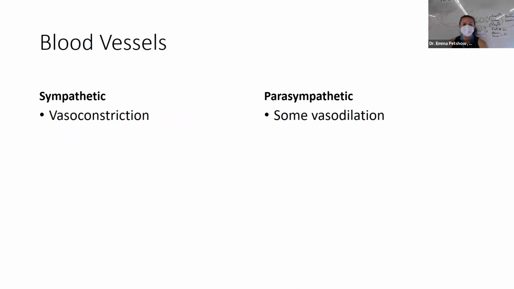Blood vessels, we're going to have vasoconstriction of the majority of our blood vessels, although we will have vasodilation in skeletal muscle for sympathetic. Overall, parasympathetic, we're going to have some vasodilation, but it doesn't have a lot of effect on our actual blood vessels. Mild vasodilation, but not a lot. If you had to choose one, I would say sympathetic is going to exert the most control over blood vessels.